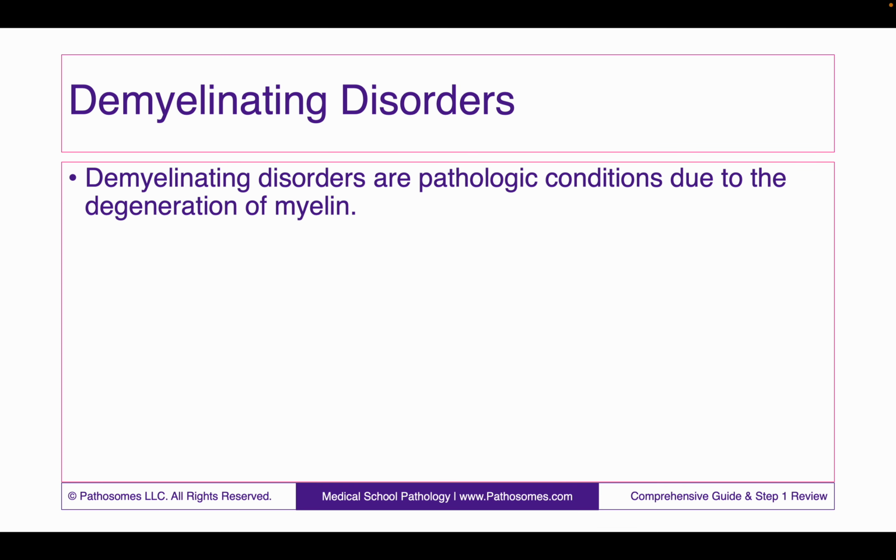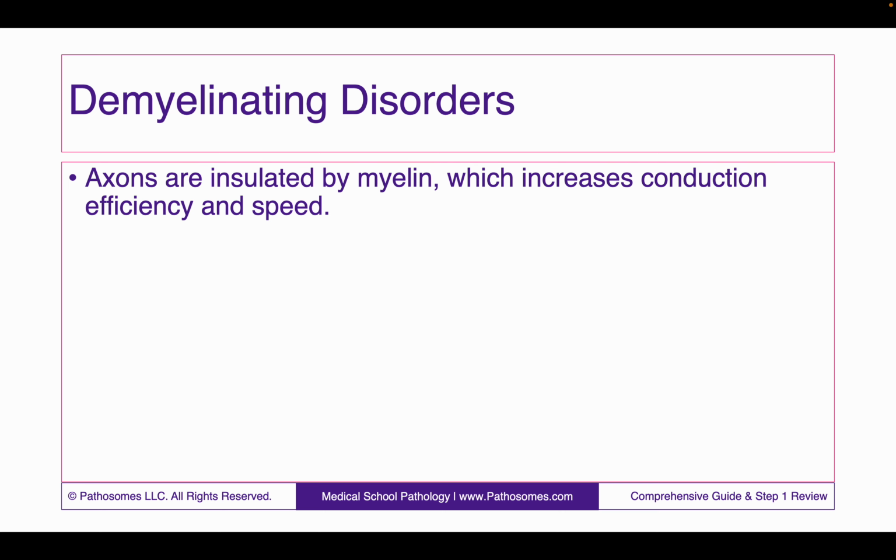Now let's get into demyelinating disorders. Demyelinating disorders are pathologic conditions due to the degeneration of myelin. Now we know that axons are insulated by myelin, right? And this myelin is there to act as insulation so that electrical signal stays within its defined region. And this increases the conduction, efficiency, and speed.